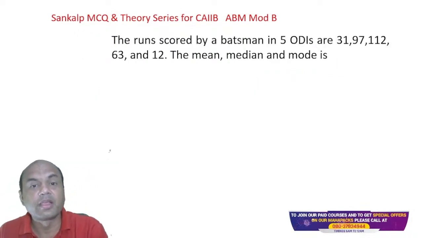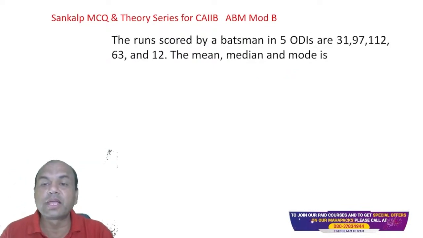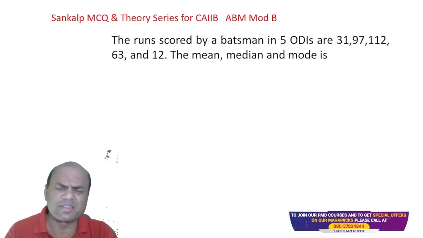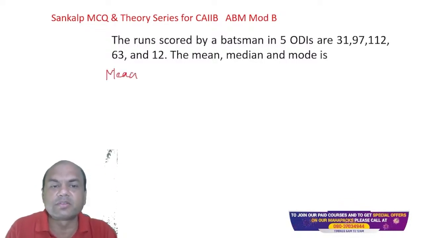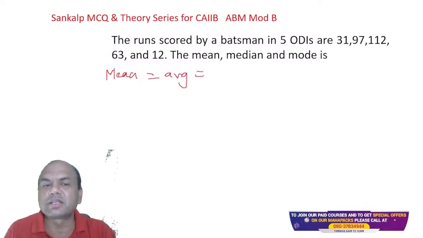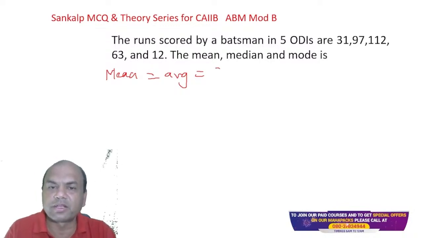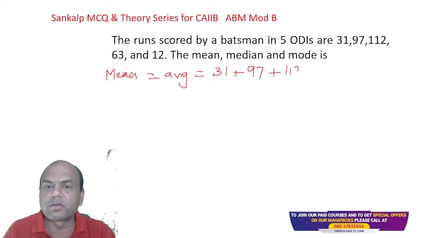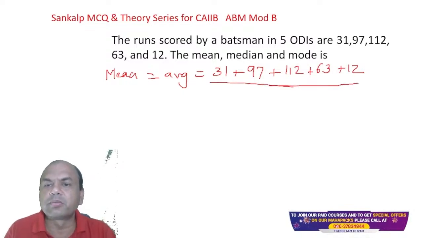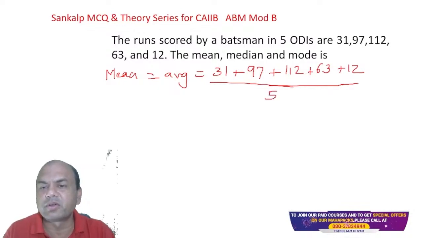Okay. The runs scored by the batsman for 5 ODIs are this. Find the mean, median and mode. Okay. Simple one. Let's do it. Mean. What is the mean? Mean means average. Mean is always average. So, what is the average? Total then. 31 plus 97 plus 112 plus 63 plus 12. Okay. 31 plus 97. Now, do it. By the time I write it, you do it, everyone. 112 plus 63 plus 12. Okay. So, what is the answer? This total, the whole upon number of elements, 5. So, this will be my mean. Whatever that answer is.